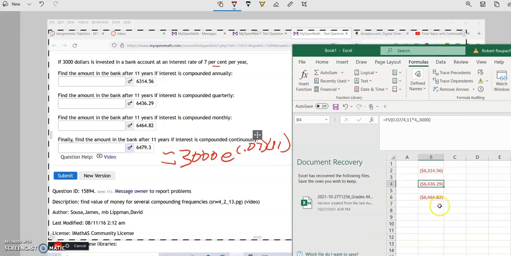All right, so annually, you go 0.07 and 11 years. Quarterly, 0.07 divided by 4, 11 times 4 for the number of periods. And for monthly, 0.07 divided by 12 for the rate, 11 times 12 for the periods.